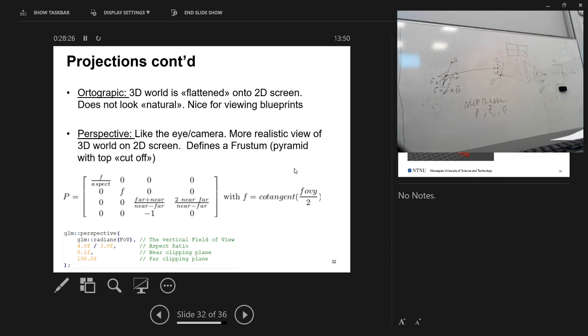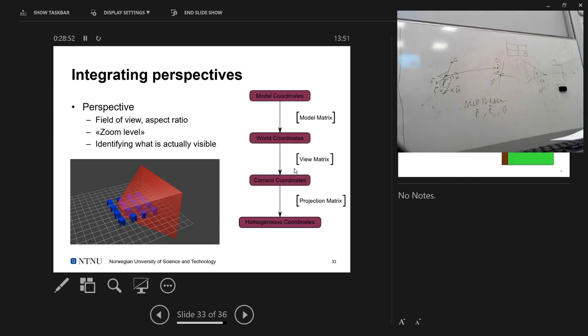Okay, so basically to find this matrix, you use this GLM perspective. You set the vertical field of view here in radians. You put the aspect ratio on the screen, and you put the back and front planes. And they may also vary depending on your application. The point is that when you do this, you define this frustum, and the size of the field of view, the front-back plane, and all this basically determines what you see at any given time when you point the camera in space.